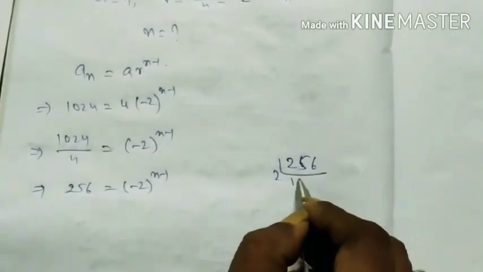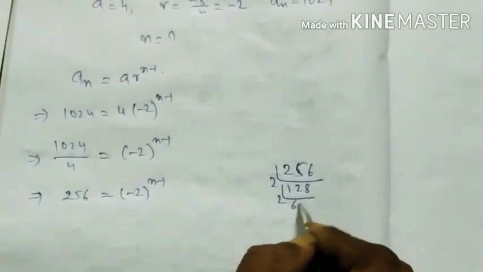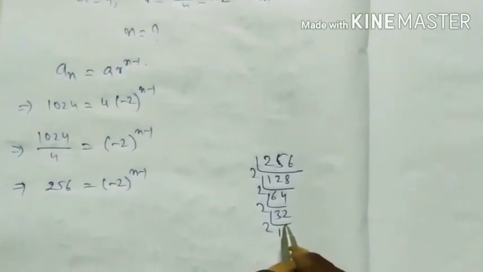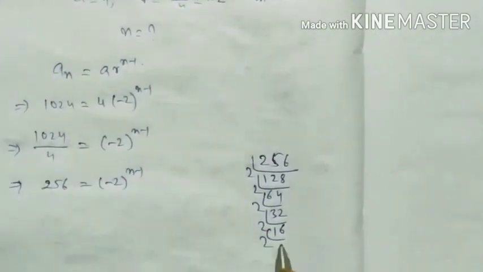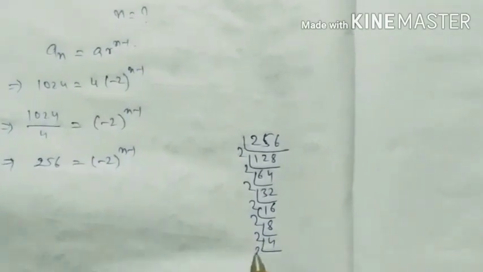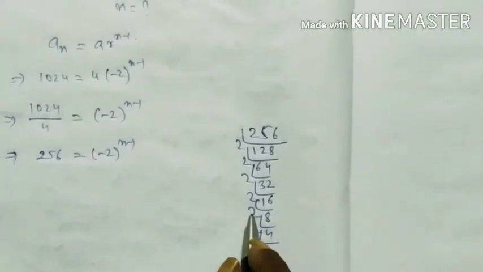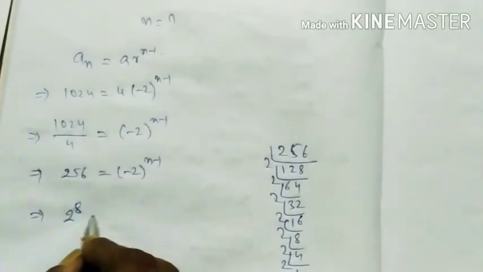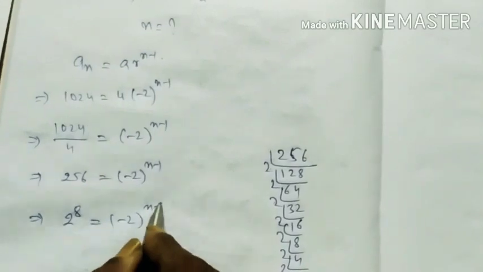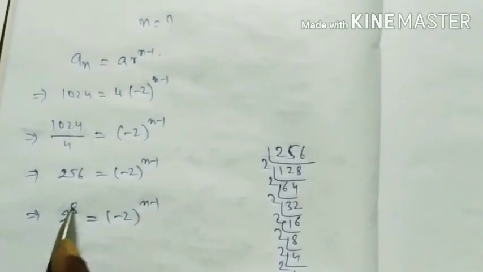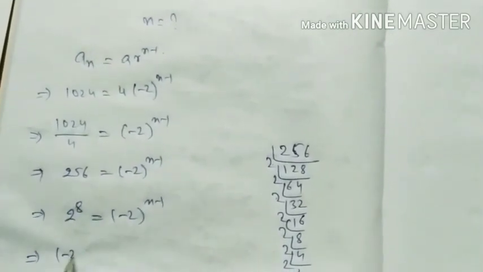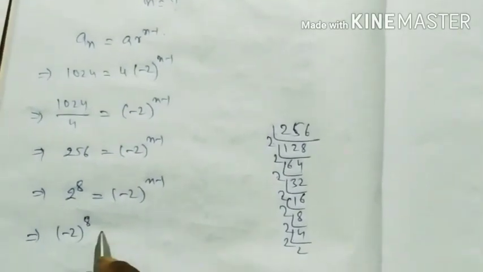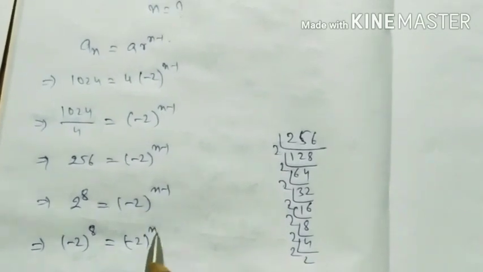2 1 are 2, 2 2 are 4, 2 4 are 8, 2 6 are 12... 2 to the power of 8, 2 to the power of 4, 2 to the power of 2, 1 2 3 4 5 6 7 8. So 2 to the power of 8 is equal to minus 2 to the power of n minus 1. Since this power is even, I can write it like this also, because the power is even it will come positive, and minus 2 to the power of n minus 1.